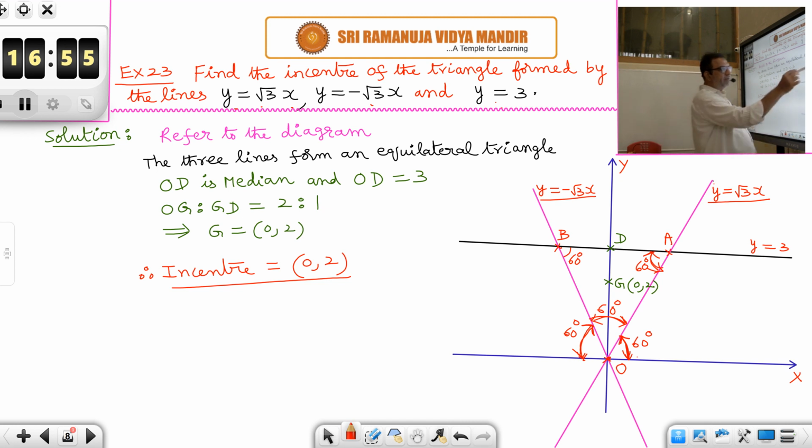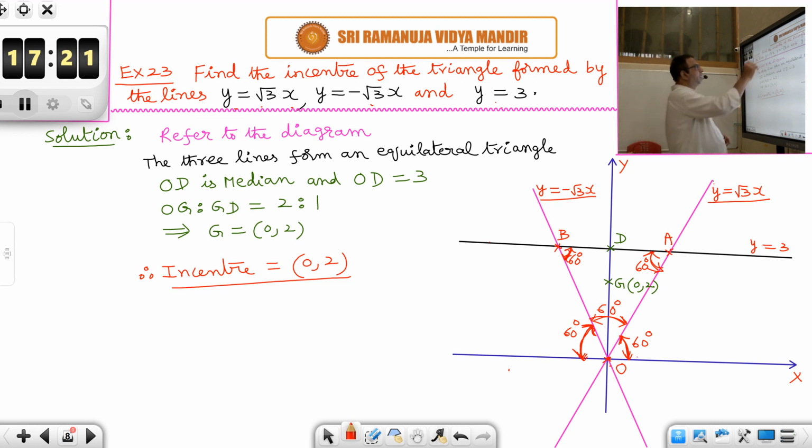Similarly, taking y is equal to minus root 3x as transversal between the parallel lines y is equal to 3 and x-axis, here you get alternate angle 60 degrees here at B. Because this angle is 60, that angle also must be 60, alternate angles. So therefore, the triangle formed by the three lines OAB is clearly equilateral.